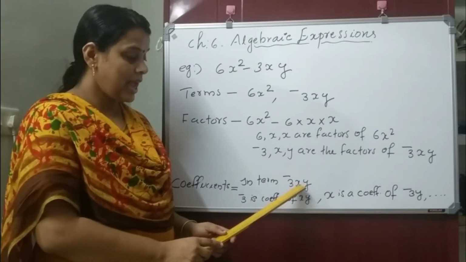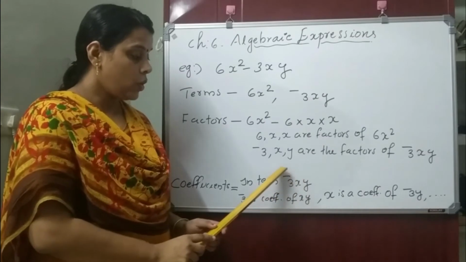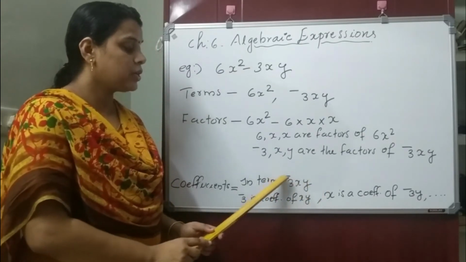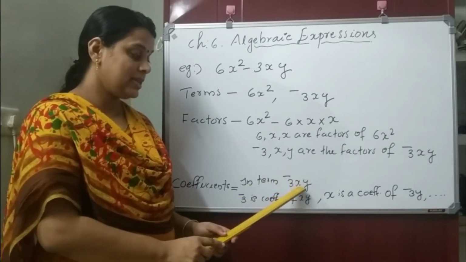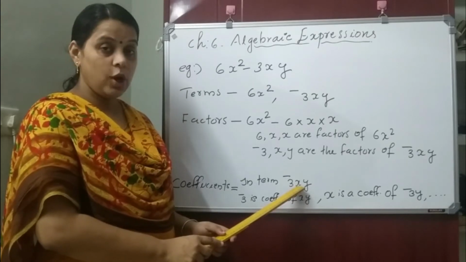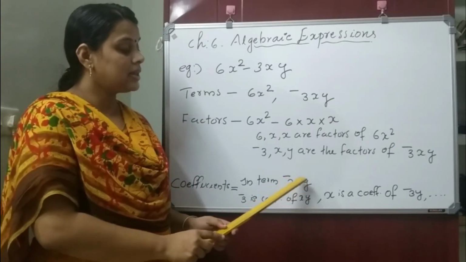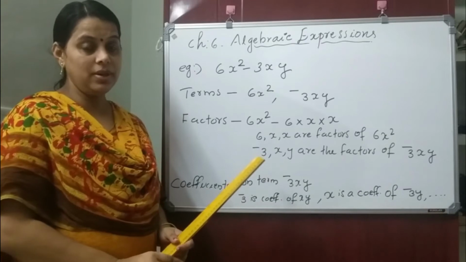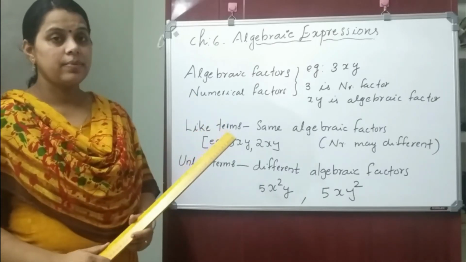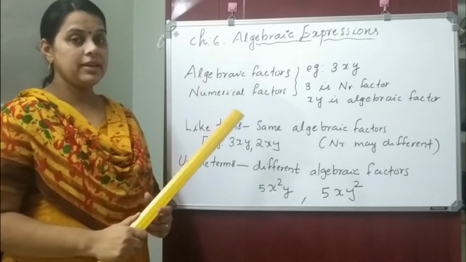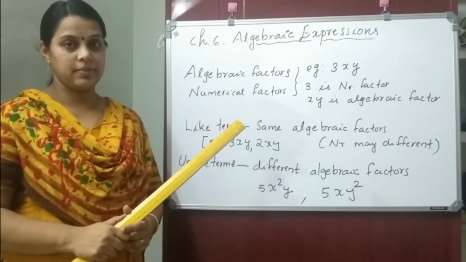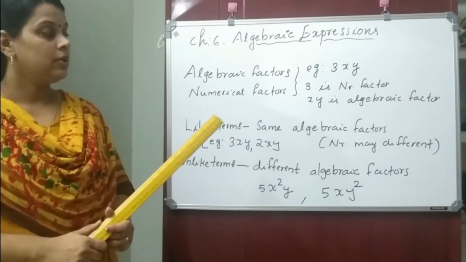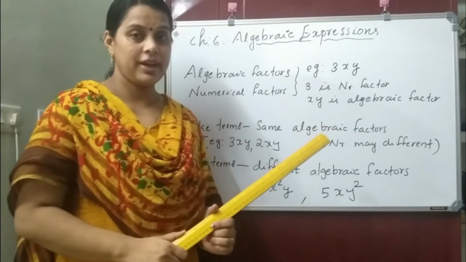So we can say x, a factor, is a coefficient of the product of other factors. That is, x is a coefficient of minus 3y. Understood? Next is what are algebraic factors and numerical factors. In a term, we will get two types of factors.